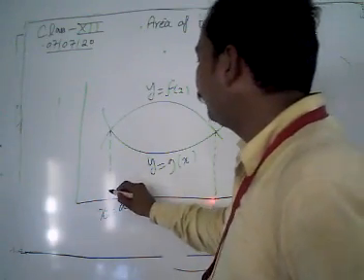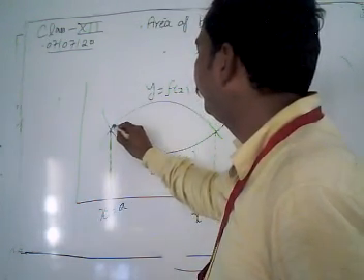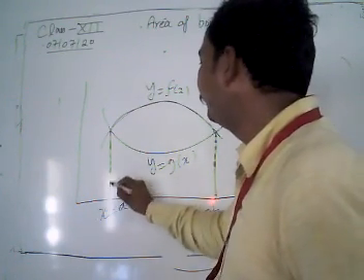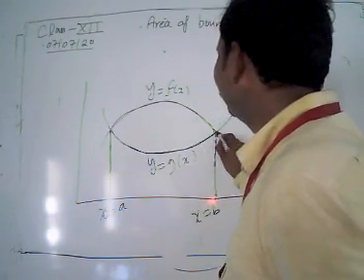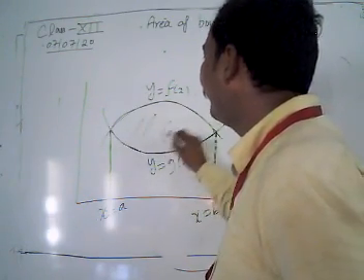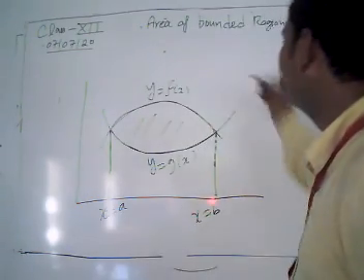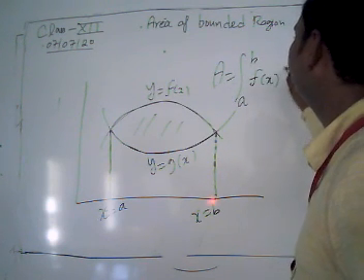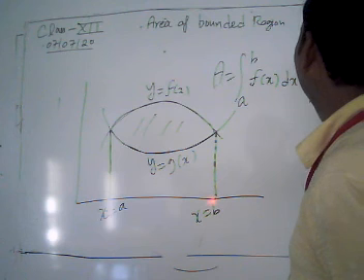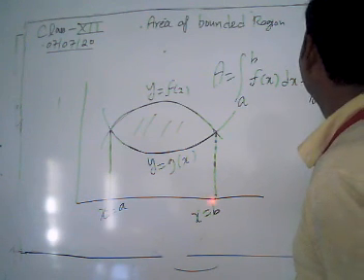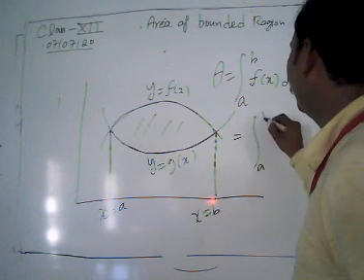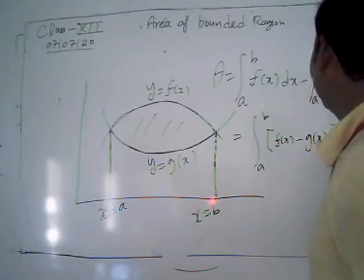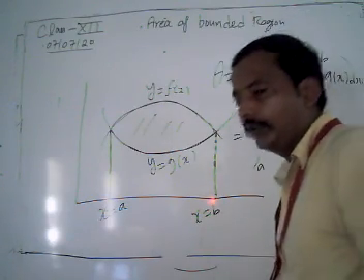Then we find the area made by the curve y equal to f(x), and subtract the area made by the curve y equal to g(x). Then we get our required area between these two curves. In the same way, the area is integral from a to b of f(x) dx minus integral from a to b of g(x) dx, or it can also be written as integral from a to b of (f(x) minus g(x)) dx.